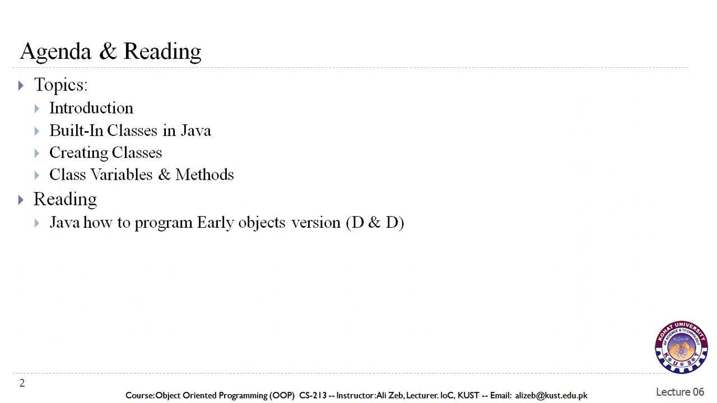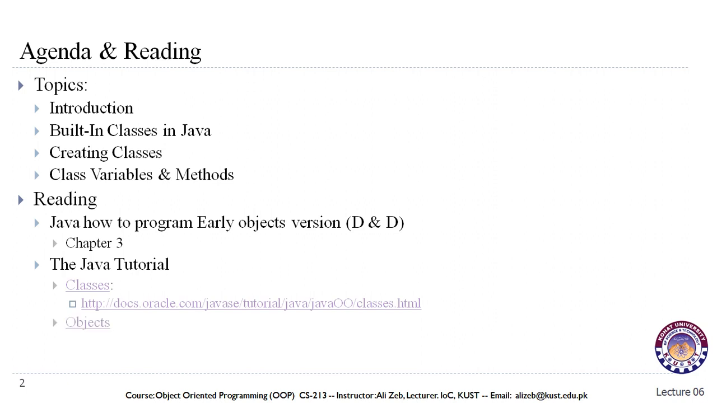The reference reading for this course is Java How to Program, Early Objects version of the Deitel series, and this lecture can be referenced with chapter 3 of the book. You can follow the Java tutorials that are online for classes and objects that are available on the official documentation, or there are numerous tutorials that you can follow.